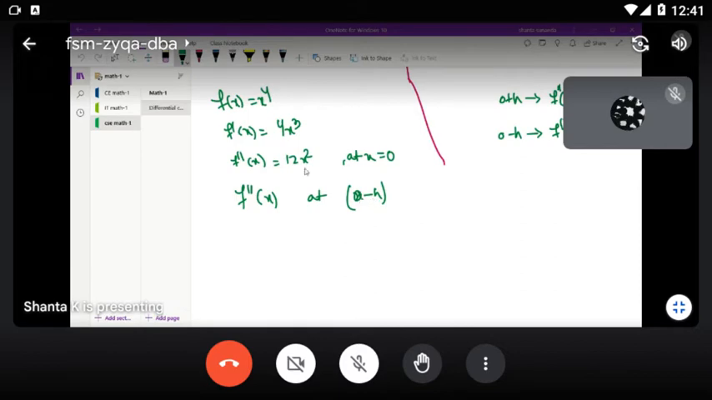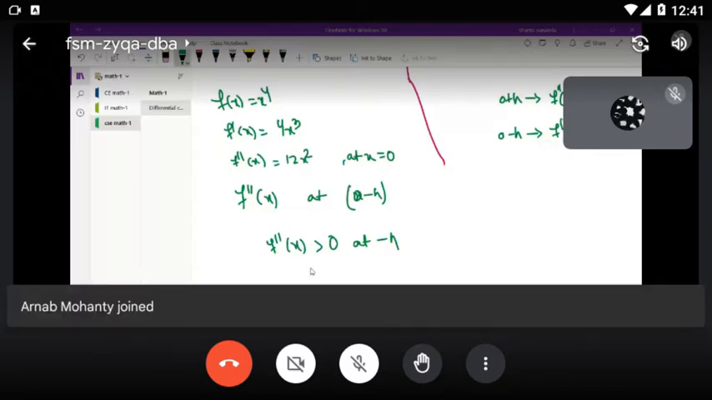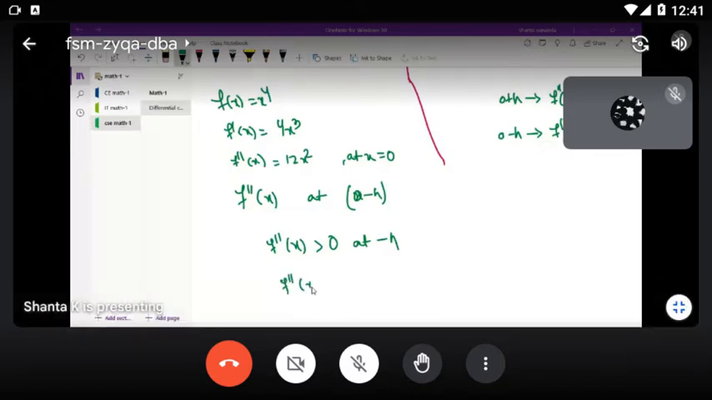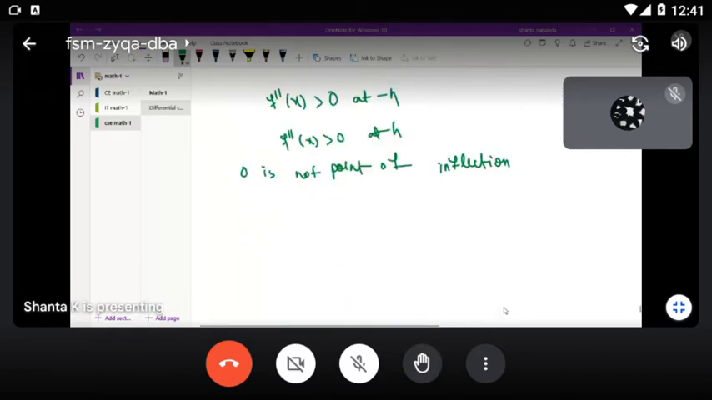So if you go for 0 minus h, here what happens? F double dash x, it's positive, right? At minus h. And if you go for the plus h, then also it's positive. So the sign is not changing, so 0 is not the point of inflection. So no point of inflection. Okay, only 0 was a point where we expect, but there is no point of inflection.